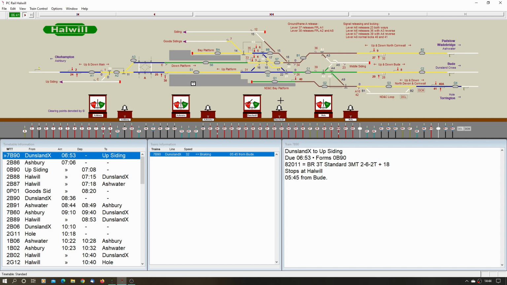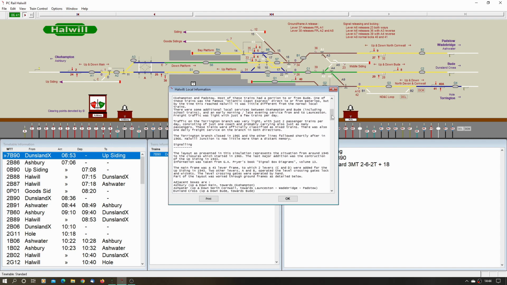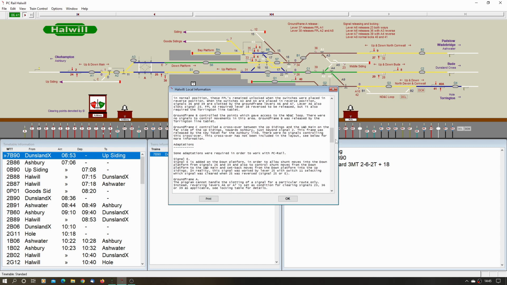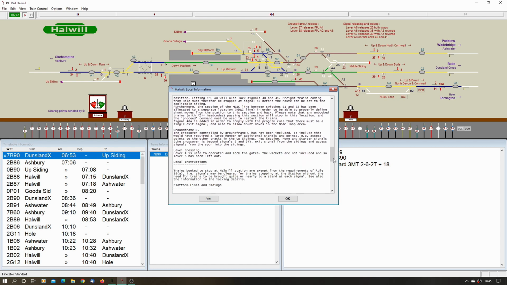Now the ground frames, they've actually got ground frame A, B and C on this one. I think there was a ground frame late down this side, so that's not included. These are quite complicated, as I've said. Best thing to do is have a read of the local information, or you can even click on print. You don't have to print it all out, it will put it into a Word document.